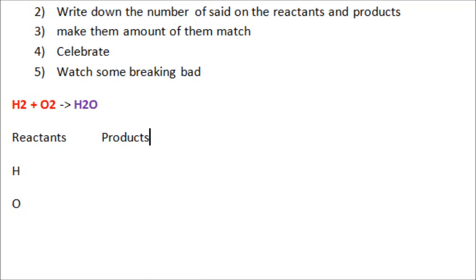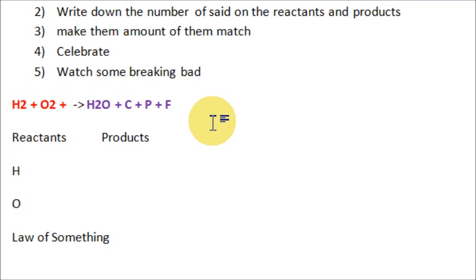So because of this law, let me just say this real quick. There's this law of something that says that elements can't be lost throughout the equation. Like all the elements on the reactants have to be in the products. So you can't have H2 plus O2 yields H2O plus carbon plus phosphorus plus fluorine unless you have over here a carbon, a phosphorus, and a fluorine. So that's what that says.